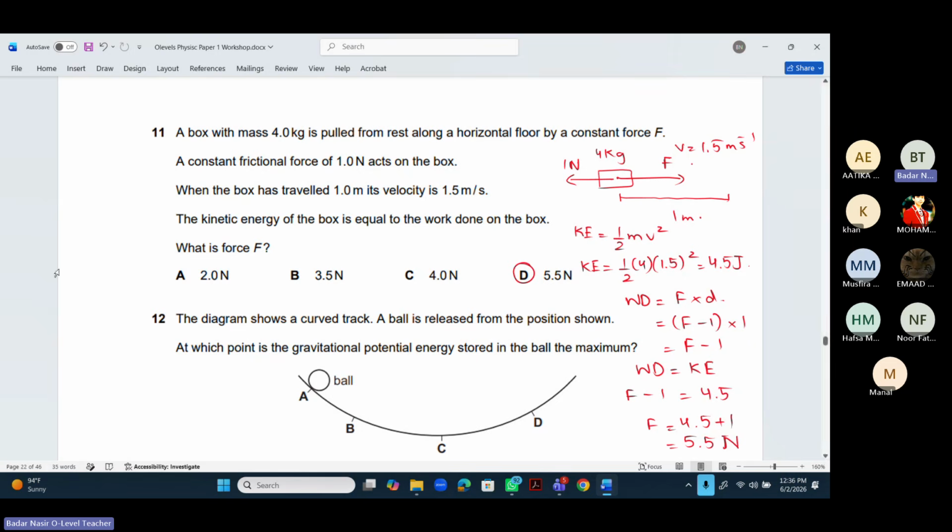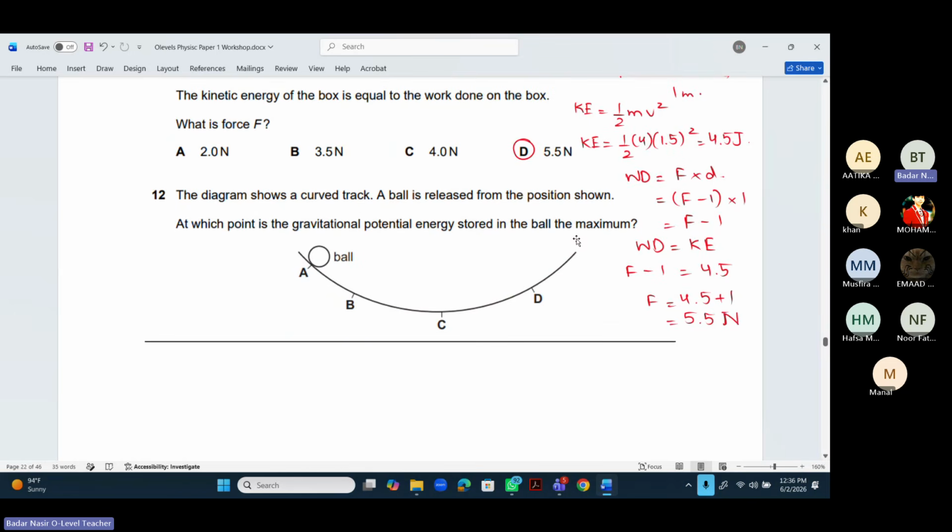Okay. Now the diagram shows a curved track. A ball is released from the position shown. At which point is the gravitational potential energy stored in the ball maximum?